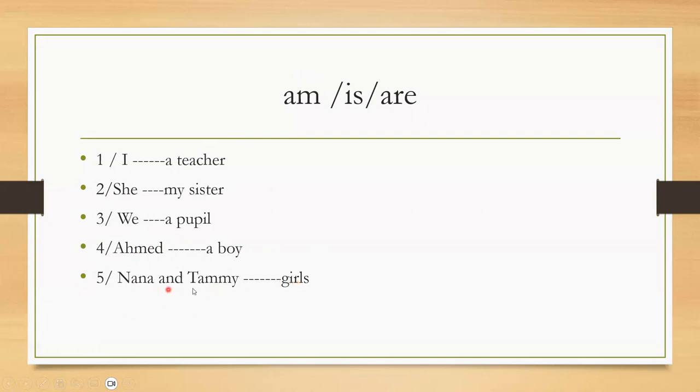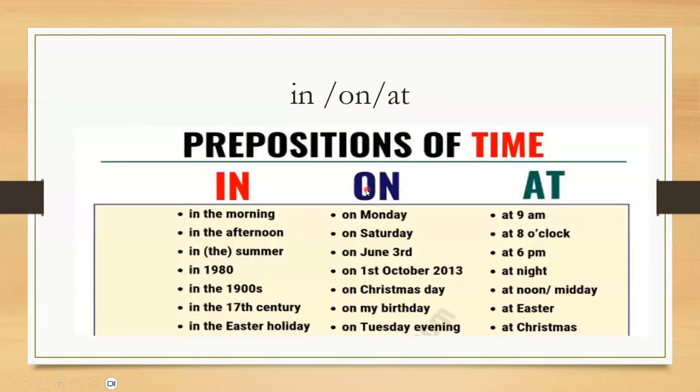Nana and Tammy, these are two persons. That means this is a plural. Nana and Tammy, is it am or is or are? Very good, are. Because Nana and Tammy is the plural. Nana and Tammy are girls. Very good.